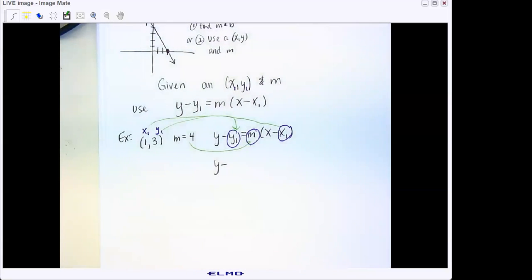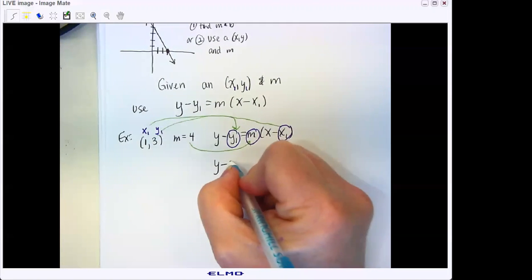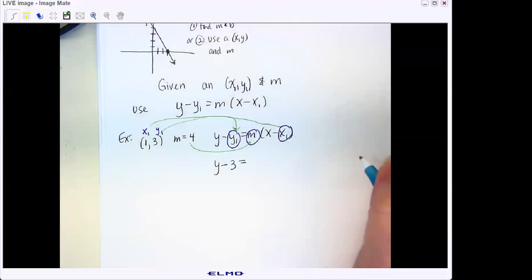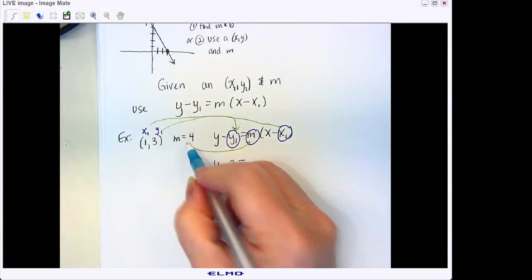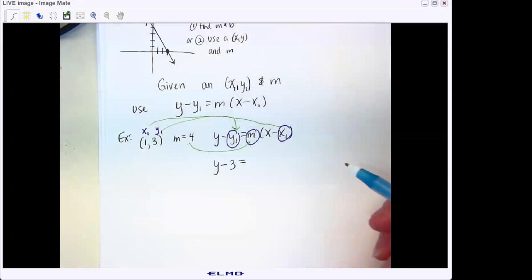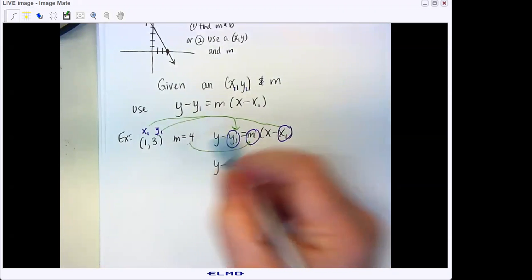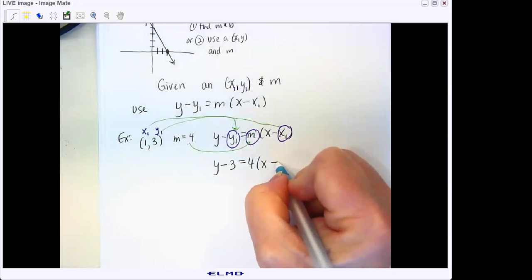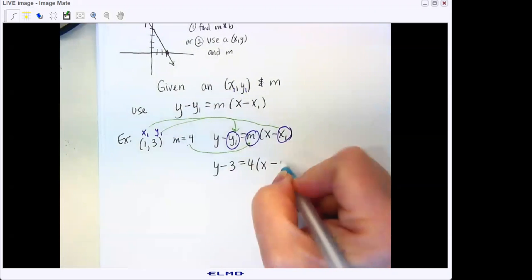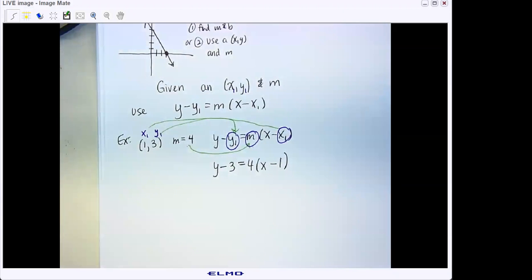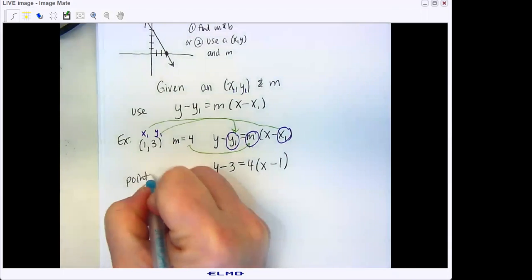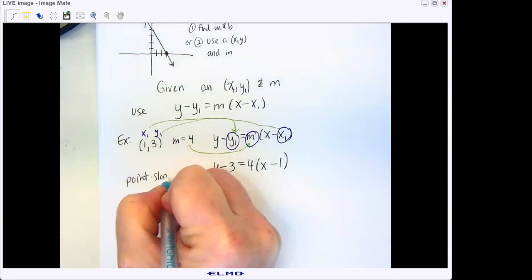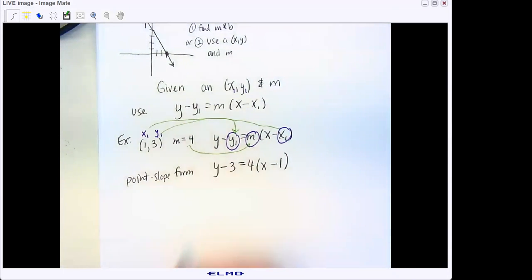So it looks like this. y minus my y1, which is 3, is equal to my m. This is substitution, guys. I'm not doing any math yet. This is substitution. 4 right here, and then x minus my x1, which is 1. This is point slope form right there.